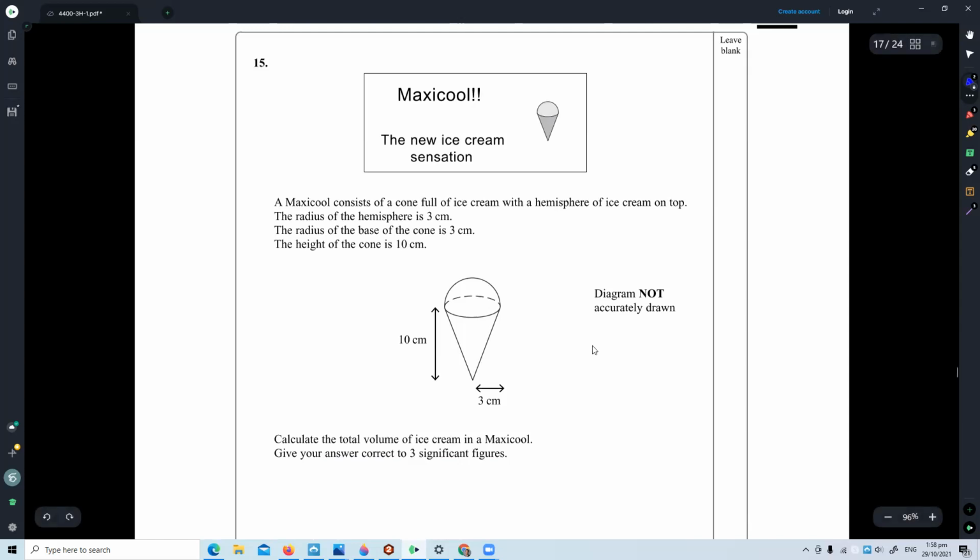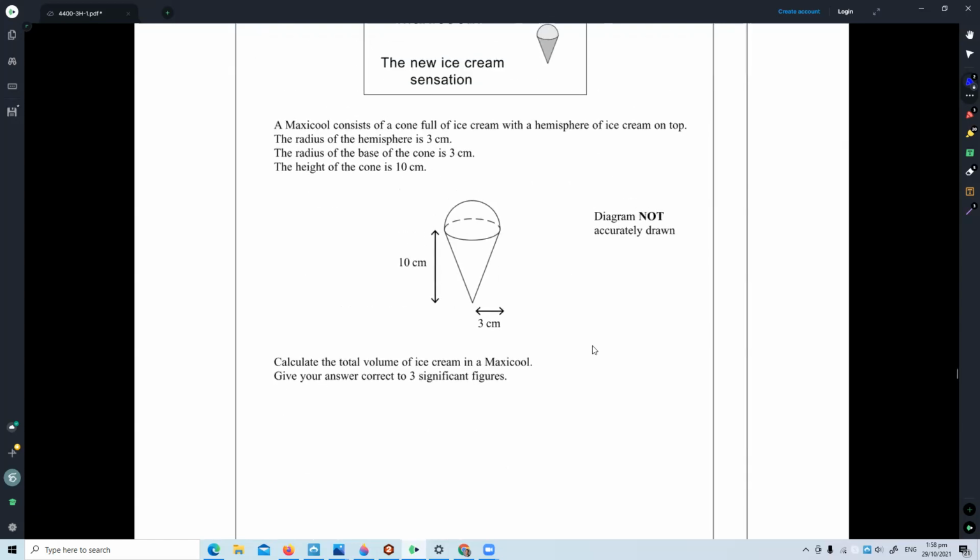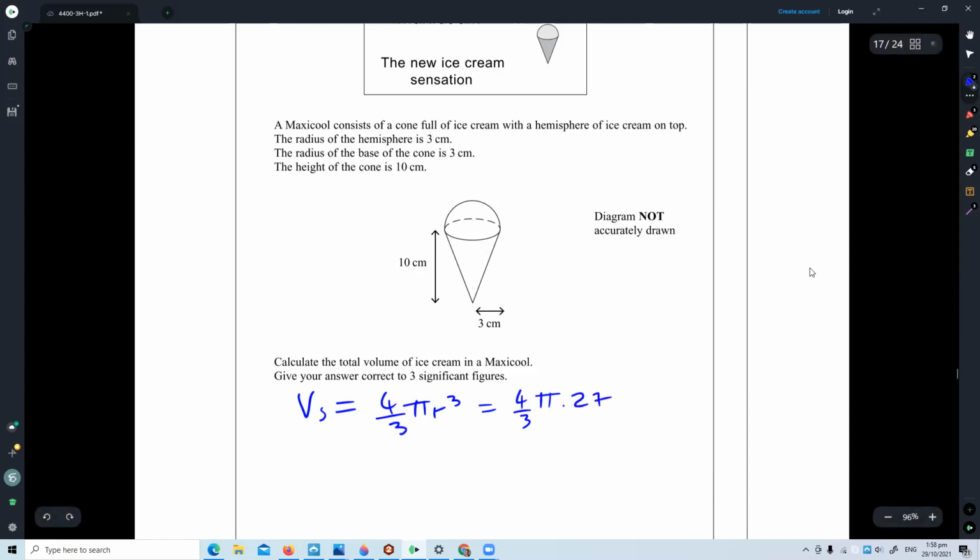Maxi-cool, the new ice cream sensation. Okay, there's a hemisphere, radius, height of the cone, total volume of ice cream. Okay, so we have a hemisphere. So the volume of a sphere is 4/3 of pi r cubed. The radius here is 3. So we're going to say 4/3 pi times 3 cubed, which is 27.